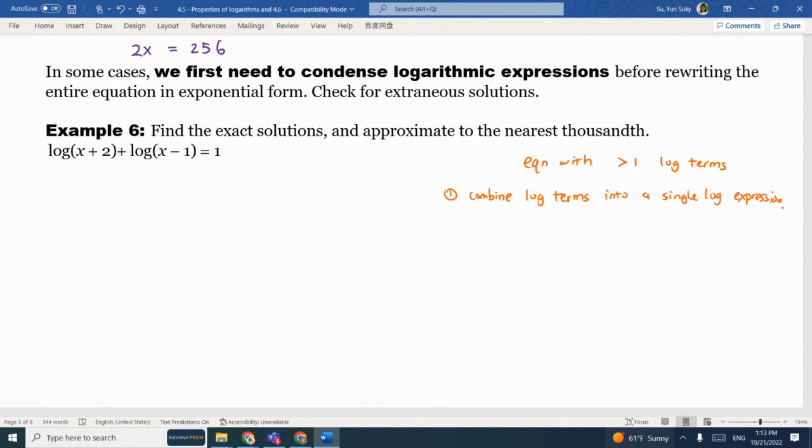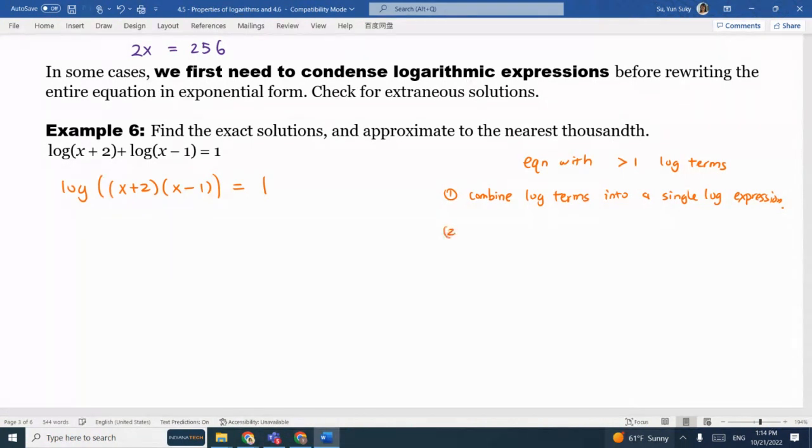Okay. So here on the left hand side, we have this guy plus this guy. How do we combine them? So this is log of what? X plus 2 times x minus 1. Right, everybody? Awesome. And now you can see we only have the log term on one side.